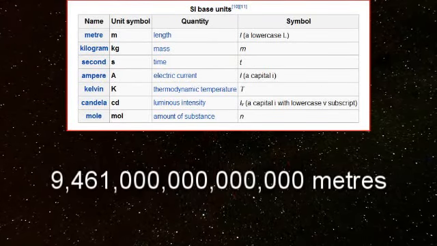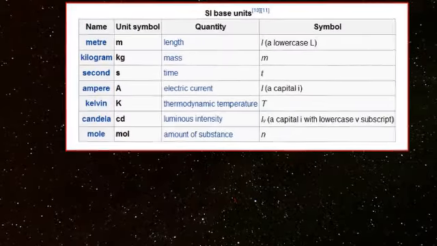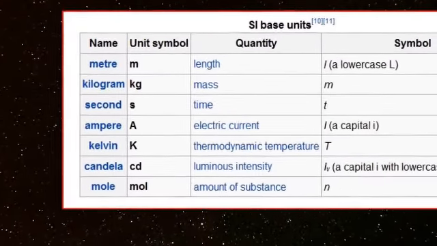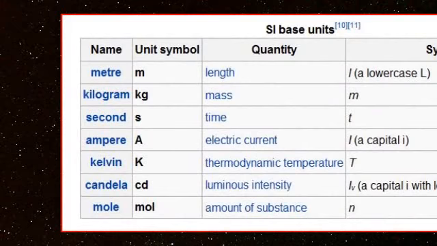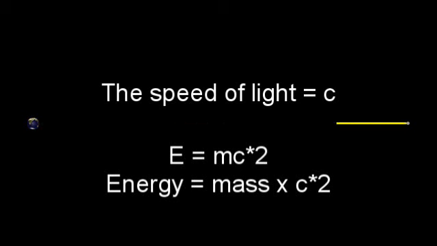In SI units, distance is always measured in meters, mass in kilograms, and time in seconds, and so on. All physics equations can be reduced to 7 standard units of measurement. This is a good time to mention that the speed of light is referred to as c. So the c in E equals mc squared means that energy equals mass times c, the speed of light, squared.